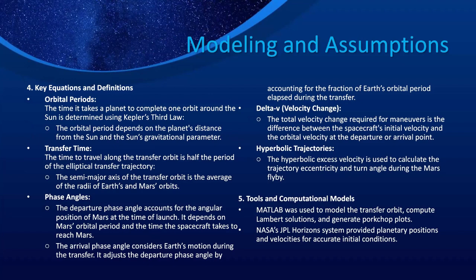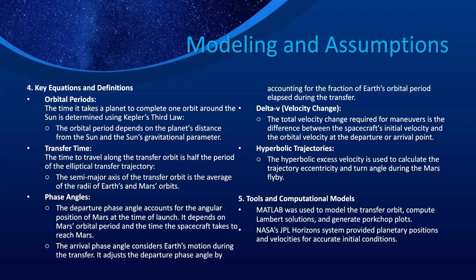So some key equations and definitions that we did go over were to be able to calculate the orbital period, the time needed to complete one orbit around the sun using Kepler's third law, the transfer time to calculate the time along the trajectory for the transfer orbit, being half of the elliptical transfer orbit as well, with no return, right? Phase angles, being able to calculate the phase encountered based on the orbital positions of Mars and Earth and Jupiter to Earth as well.